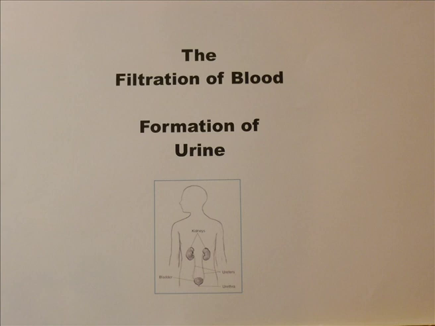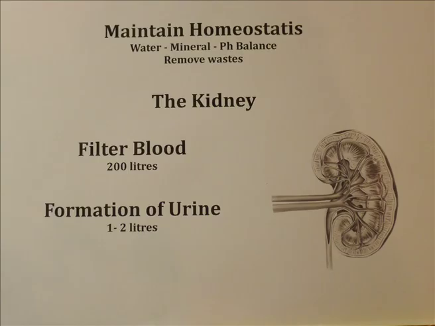This video will look at the filtration of blood and the formation of urine. For the human body to maintain a stable environment and homeostasis, toxic waste products must be removed and the mineral composition, the water and pH balance must be sustained. This is the role of the kidneys.